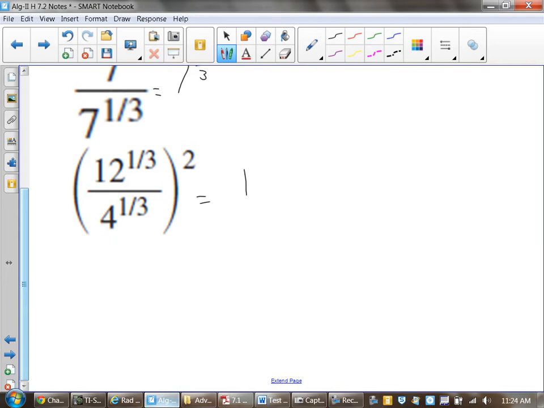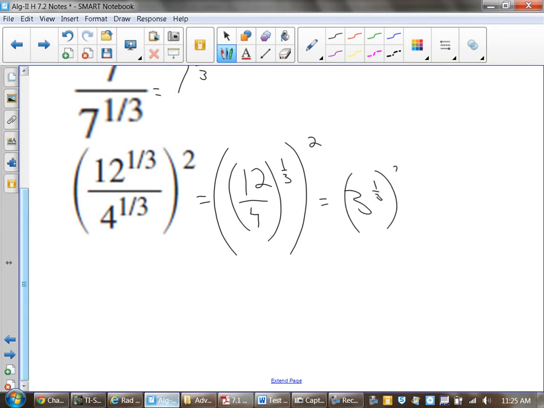This is the same thing as saying 12 over 4, to the 1/3, squared. What's 12 divided by 4? 3. And now you have power to power. What do you do with the exponents? Multiply. What's 1/3 times 2? 2/3. You're using the same exact style properties. It just so happens that there's a fraction. Okay?